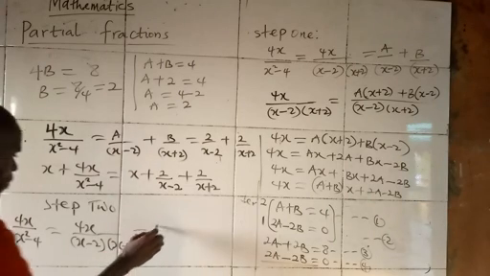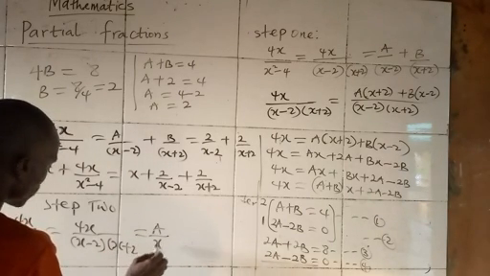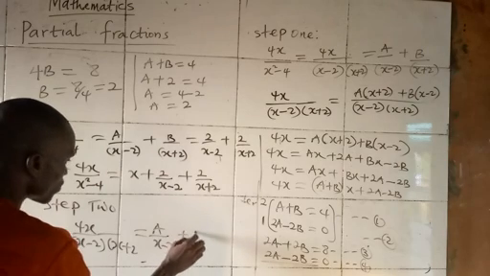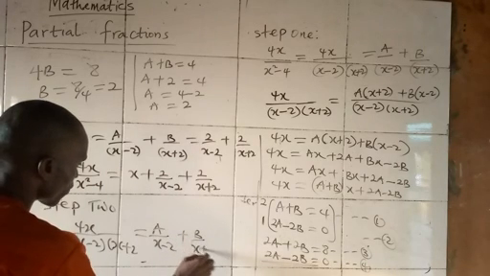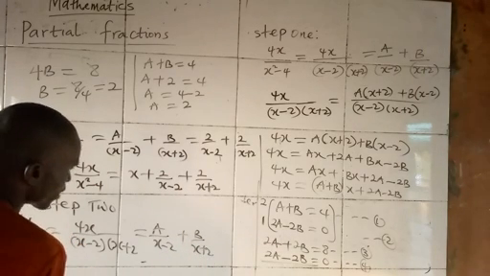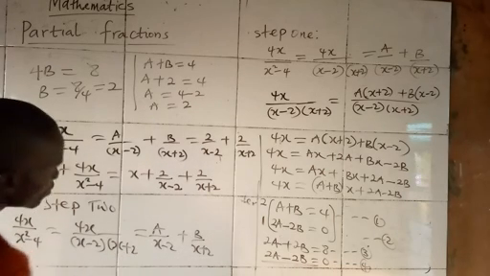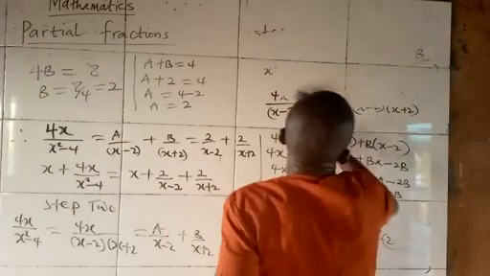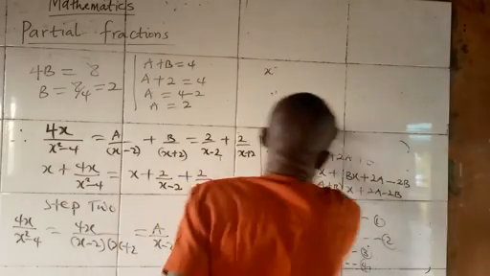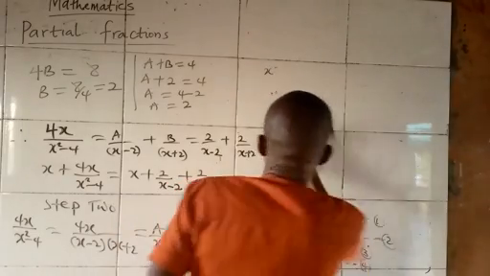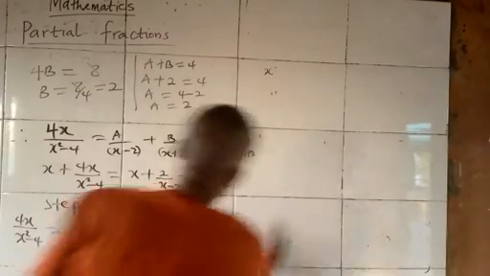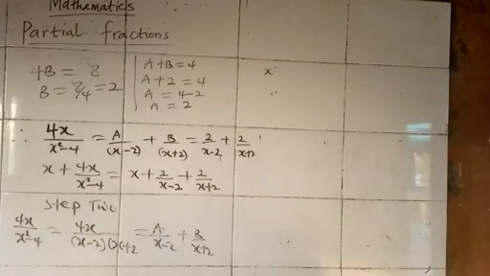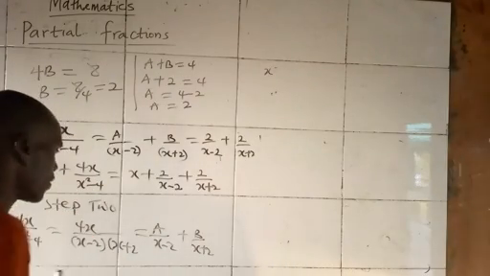Therefore, in this one, we simply want A all over s minus 2 plus B all over s plus 2. That's what we have there. Now, taking your LCM, let me clean the other hand so that we conclude this part. Concluding this part now, we are going to take LCM.